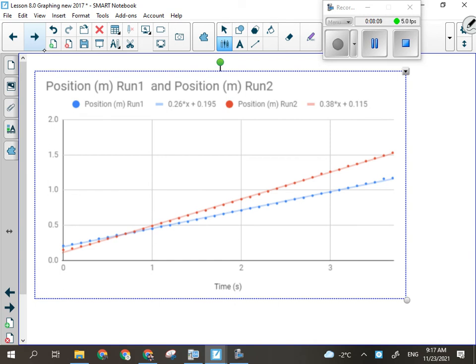So I've got a position versus time graph. Sorry, I built it kind of hastily this morning, so it's not labeled. Shame on me. So we've got position in meters on the y-axis, time on the x-axis. On this position versus time graph, we have the equation for both runs. What's the velocity for run 1?